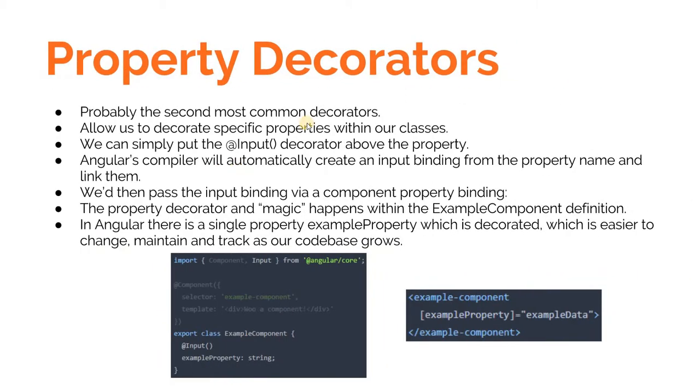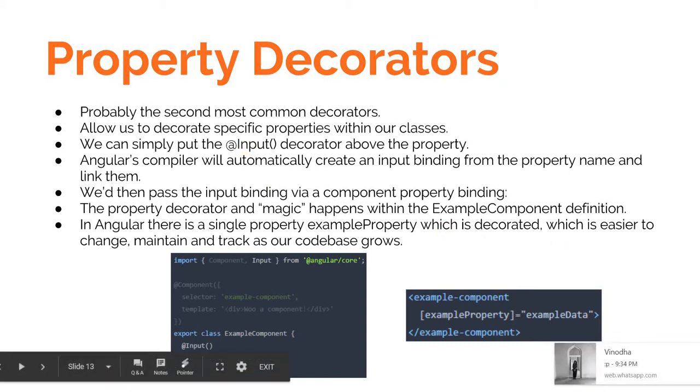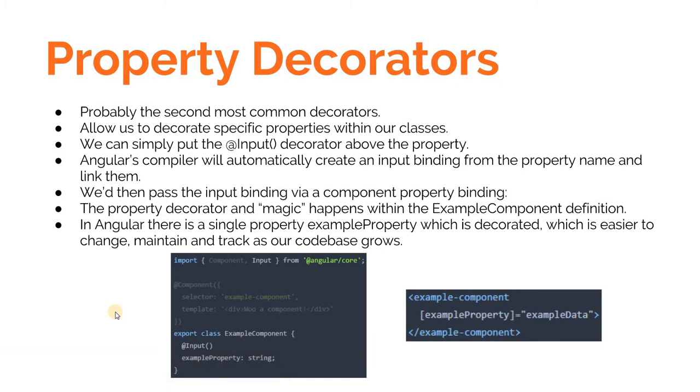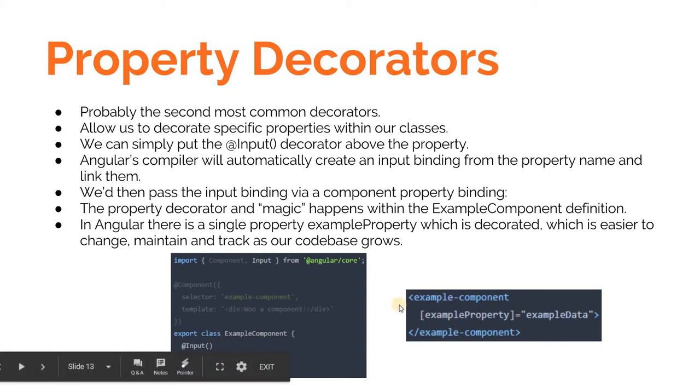Then we have the property decorators. These are the second most commonly used decorators in Angular, and they allow us to decorate specific properties on our class. Say, for example, we have this ExampleComponent, and it has an example property, which is of type string. Then we can simply decorate this property with an Input decorator, and that will tell Angular that this property is an input property and it can be bound in such a way to this ExampleComponent.